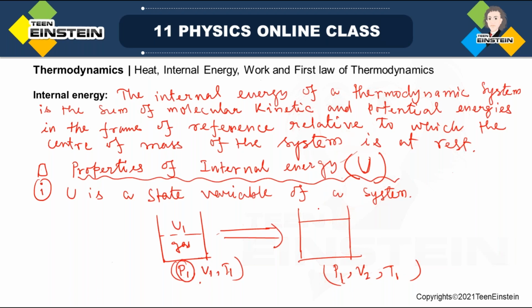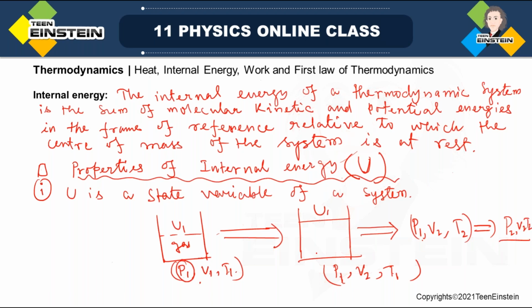At this stage, the internal energy remains the same anyway, because the temperatures are the same. Now I'll keep these two constant and change the temperature, so now I have the state P1, V2, and T2. I have changed it to T2 and kept the pressure constant. Then I finally change the pressure also, so P2, V2, and T2.